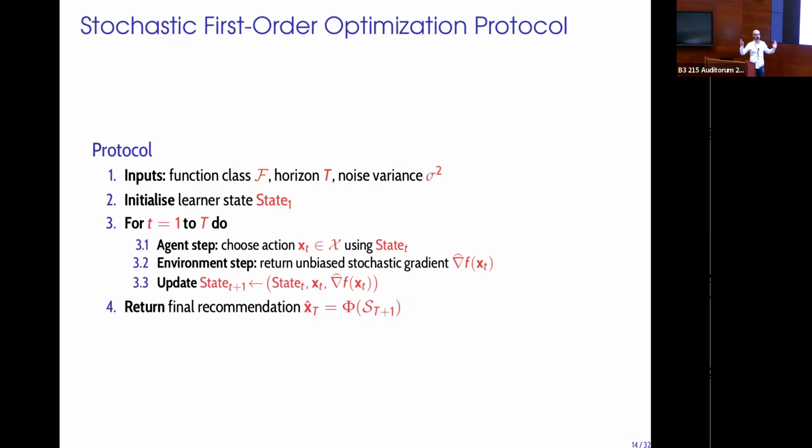Okay, so again, this is not SGD. This is much more generic than SGD. You can basically do the update in any way you like. And then at the end, the final recommendation that you give is any arbitrary function of the entire state. So everything that happened allows you to select what is the actual point that you believe is close to the minimizer. Okay.